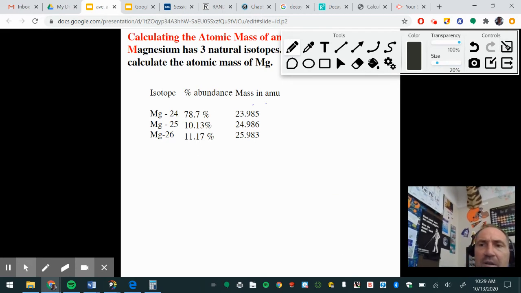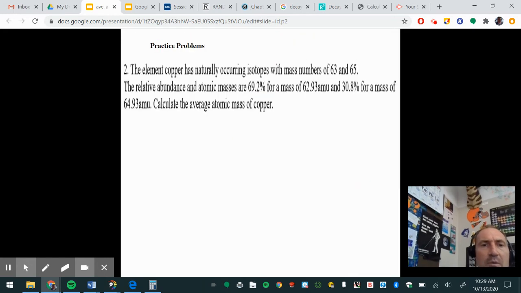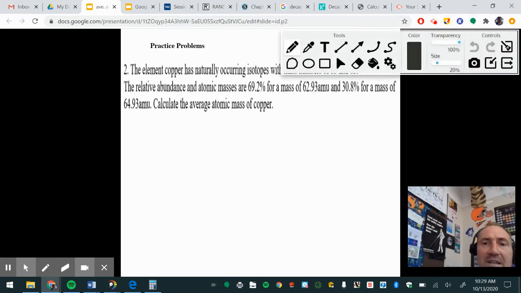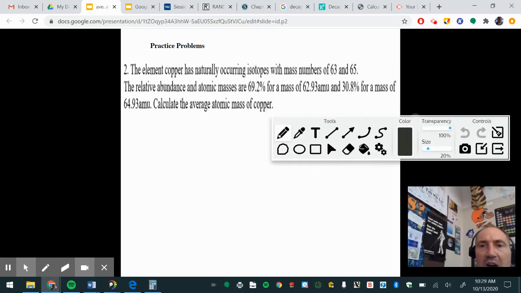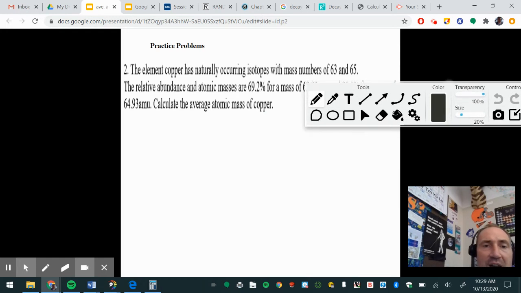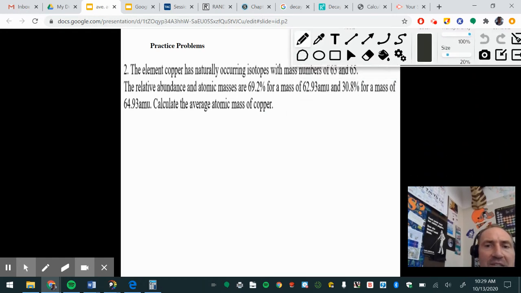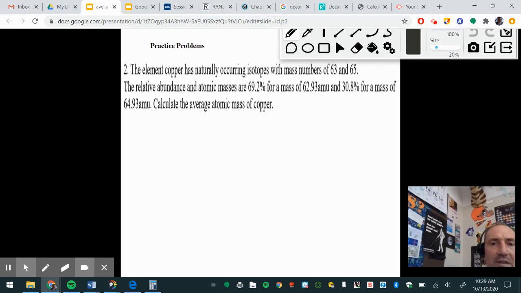Let's try one more. So you're all going to do this. I'm going to pass a paper out, and you're going to try this one with your lab partner. So I'll probably pause this here. So pause, and then we'll try it. So copper has two isotopes, and those isotopes are 63 and 65. So you're going to figure out what the atomic mass of copper is based off of these two.